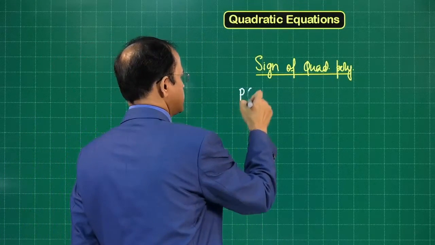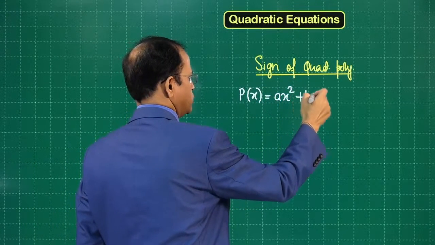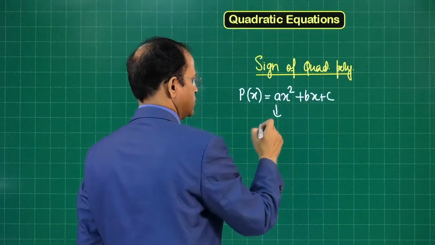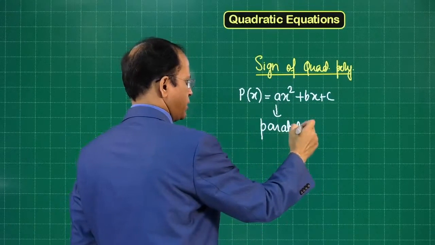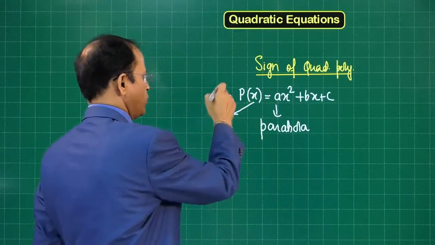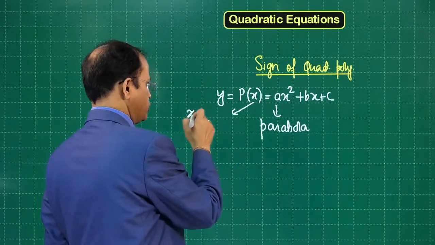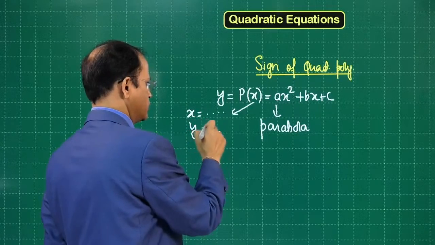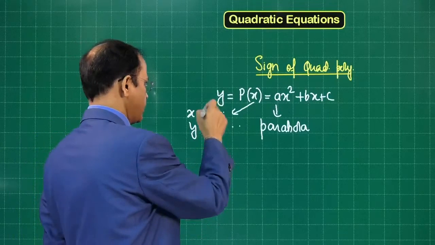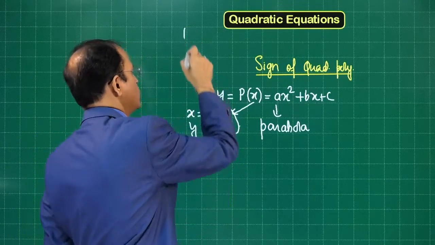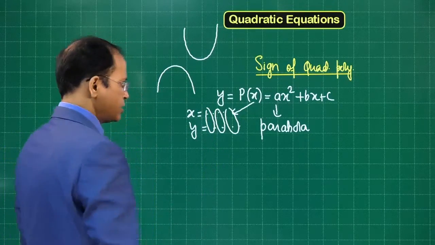So p(x) is equal to ax square plus bx plus c. This represents a parabola. We know that, isn't it? This is a parabola actually. Why is it a parabola? Because whatever we substitute, this is y actually, right? So whatever values we take for x, we get some values for y also. If you substitute x, then we get some y. So when you plot those x and y, we get a parabola like this, or maybe like this, isn't it? This is what we have. So you see here, students, what we have.